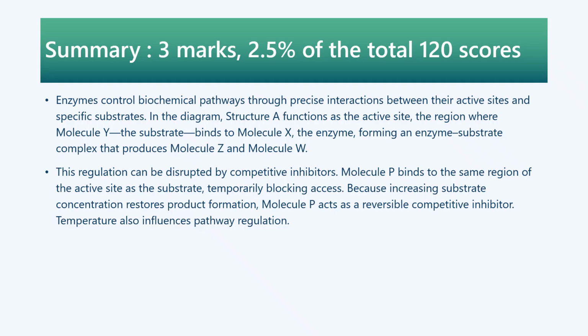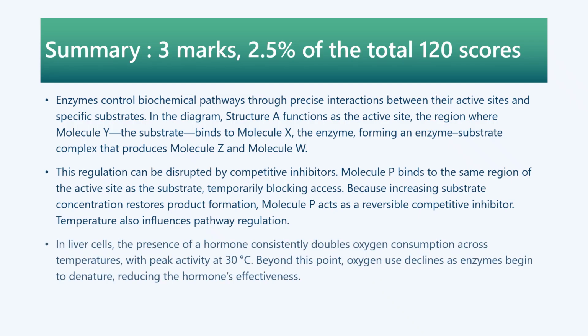Temperature also influences pathway regulation. In liver cells, the presence of a hormone consistently doubles oxygen consumption across temperatures, with peak activity at 30 degrees Celsius. Beyond this point, oxygen use declines as enzymes begin to denature, reducing the hormone's effectiveness.